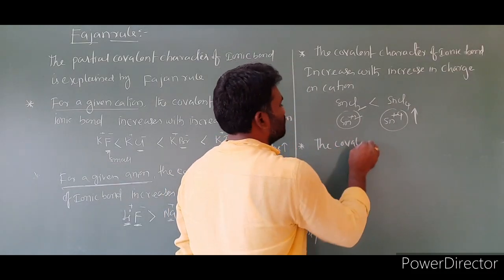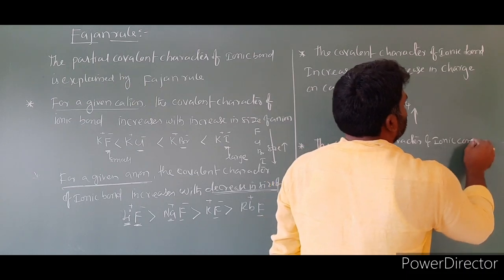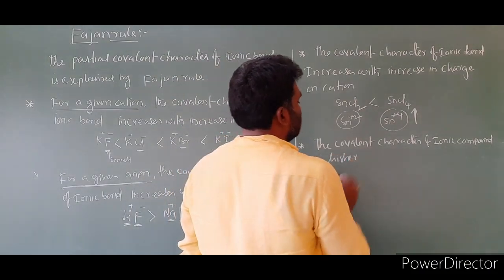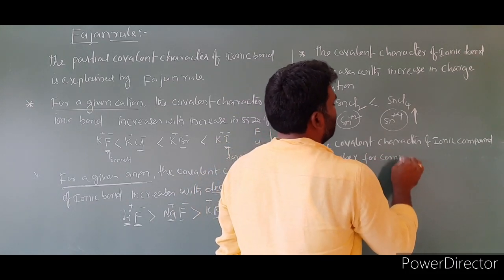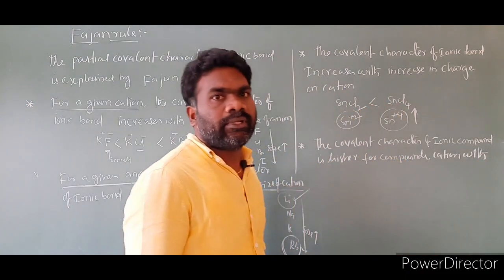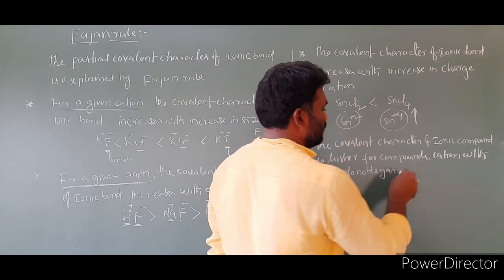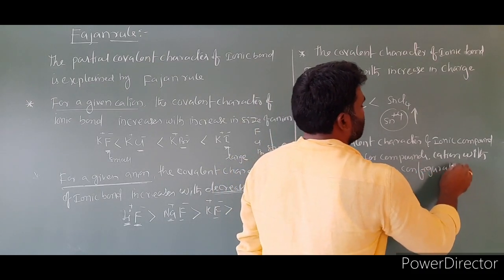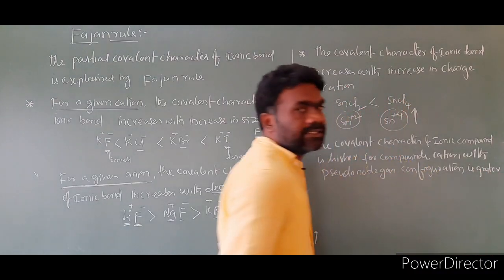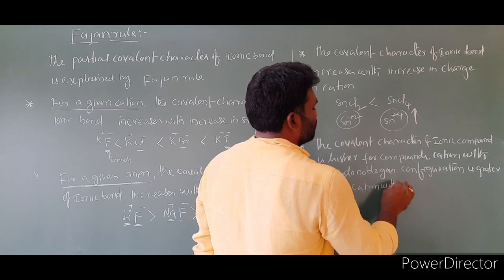The covalent character of an ionic compound is higher for compounds with a cation with pseudo noble gas configuration than for a cation with noble gas configuration.